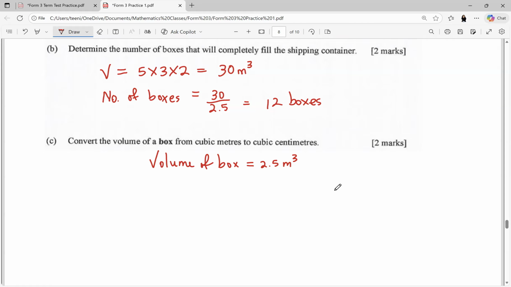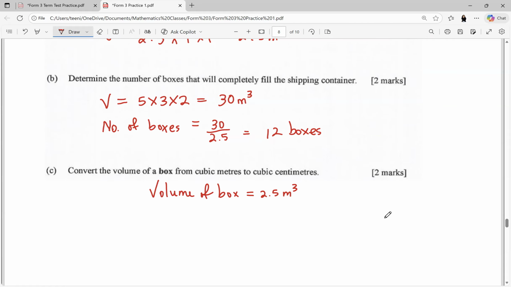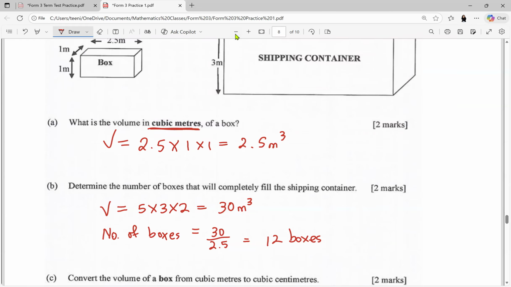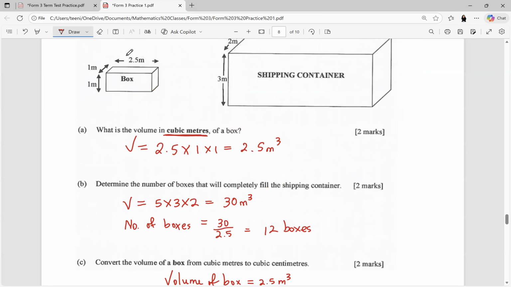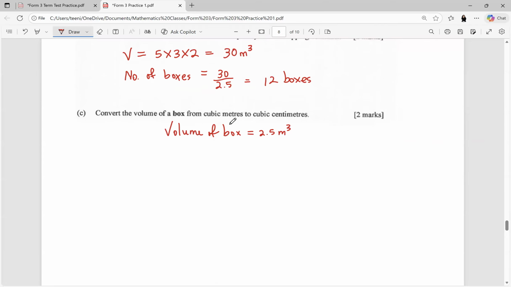Or you can, which I prefer to do always because I never remember the conversion from cubic meters to cubic centimeters. So if you're like me and that gives you trouble, what you can do is change the dimensions of the box to centimeters first and then just multiply that out, right? So I'll show you that you get the same answer for both of them.